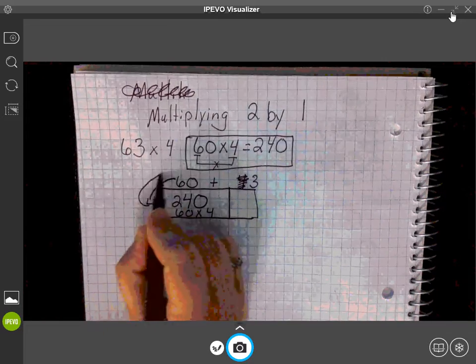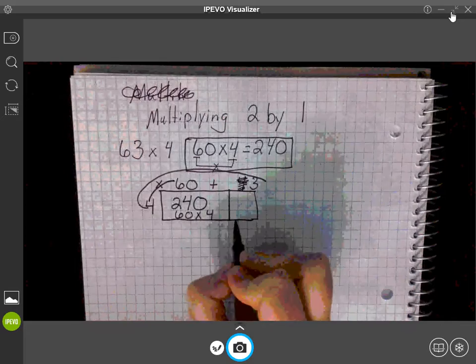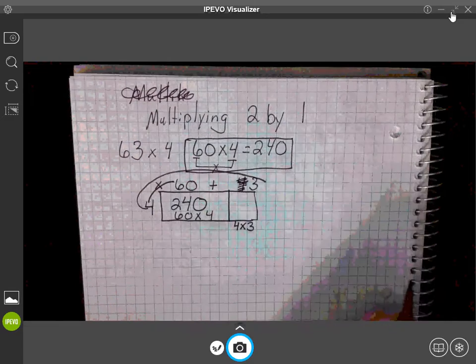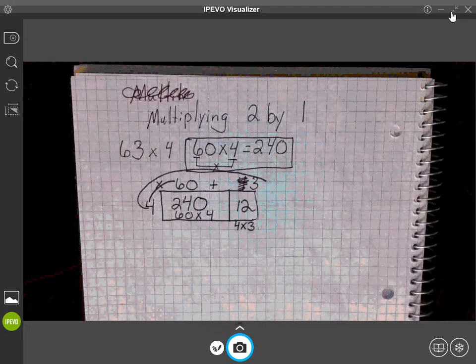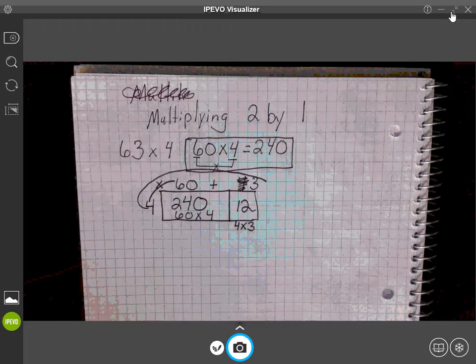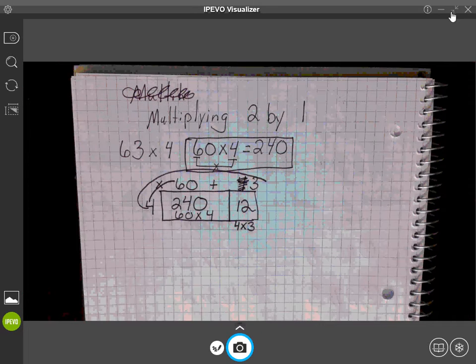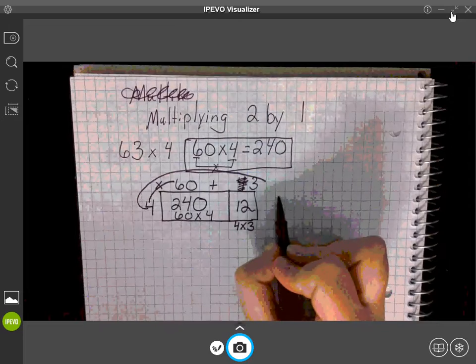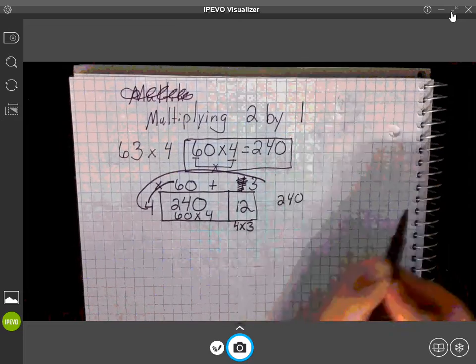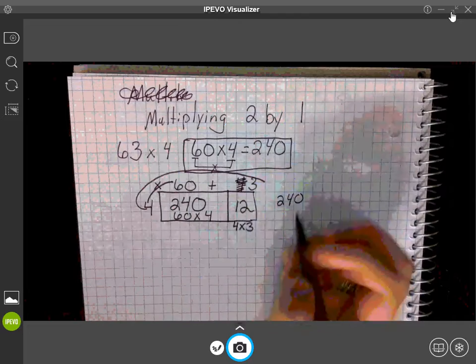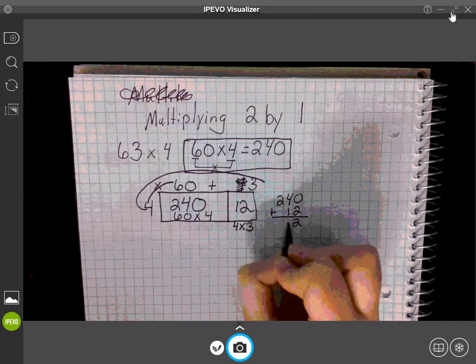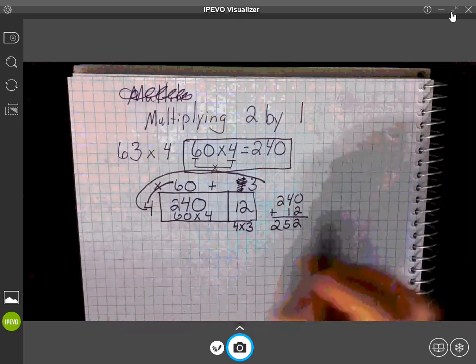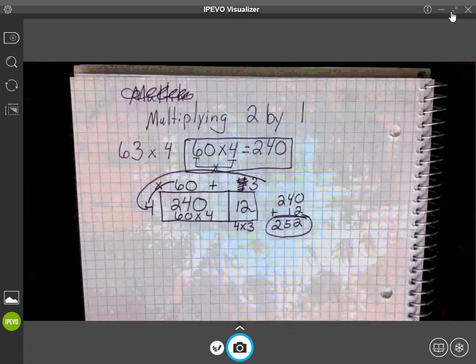You're going to do 4 times 3. So then what's 4 times 3? 12. Okay. Write that down. So then to find the answer to 63 times 4, all I would have to do now is take the two numbers that are inside this box, this 240 and this 12, and add them together. And then don't forget to circle it.